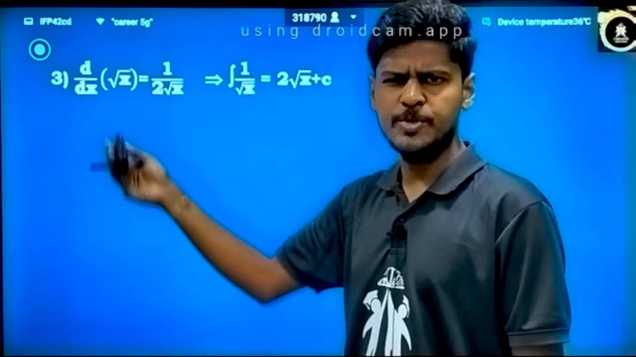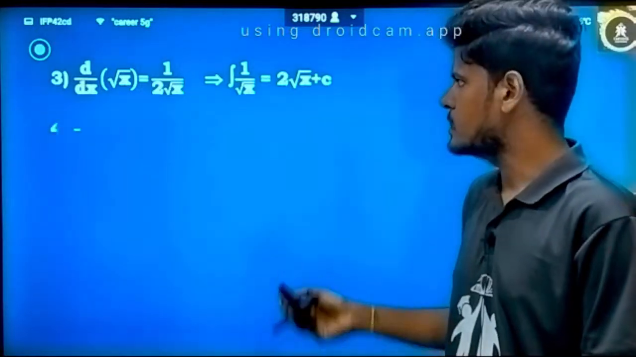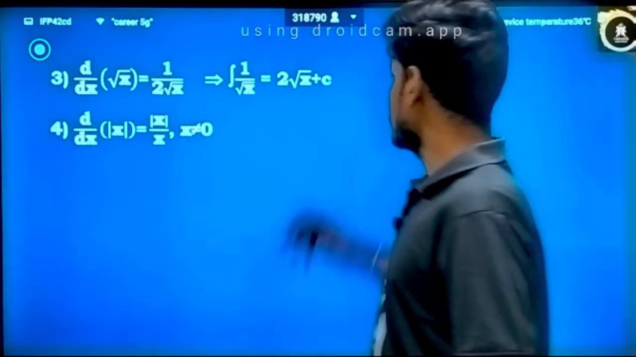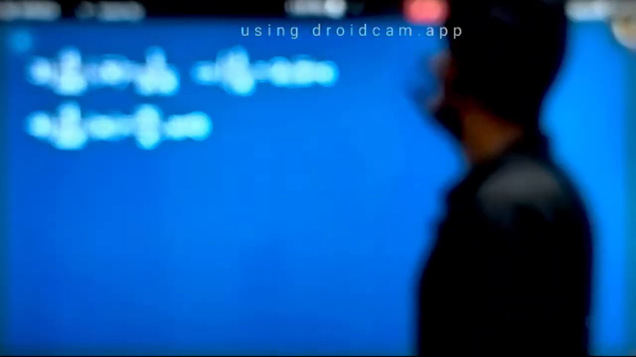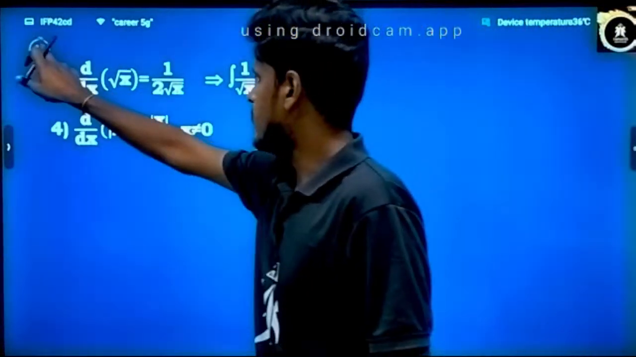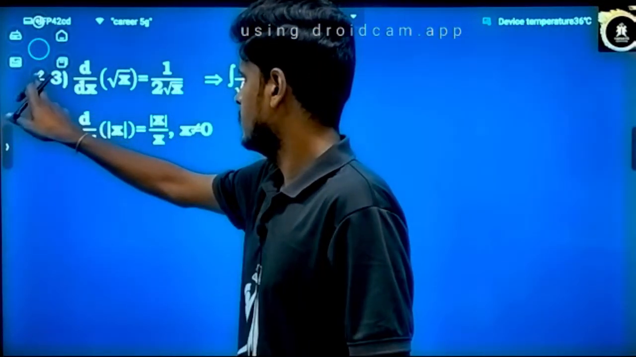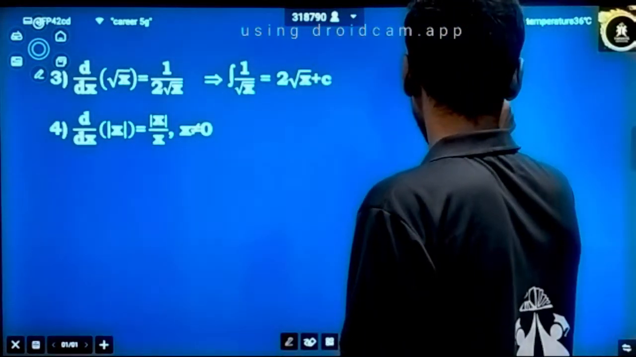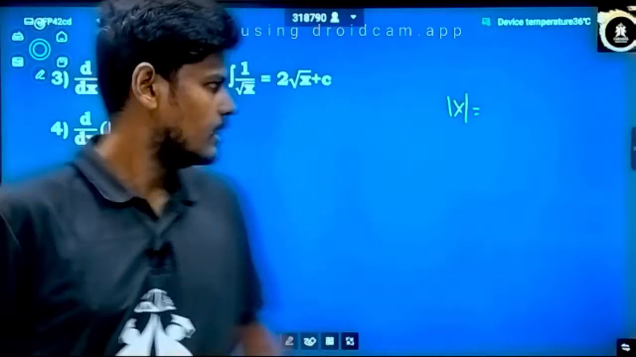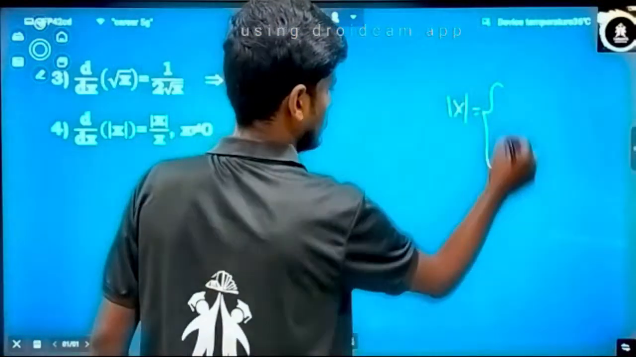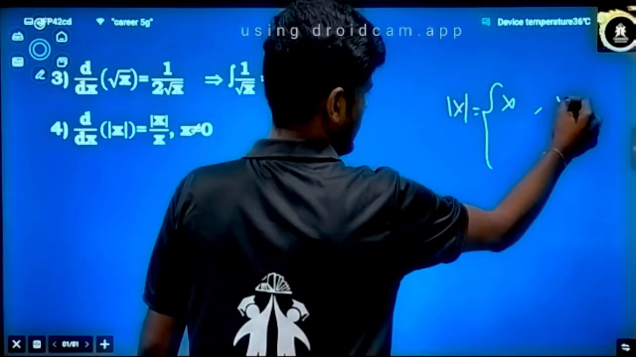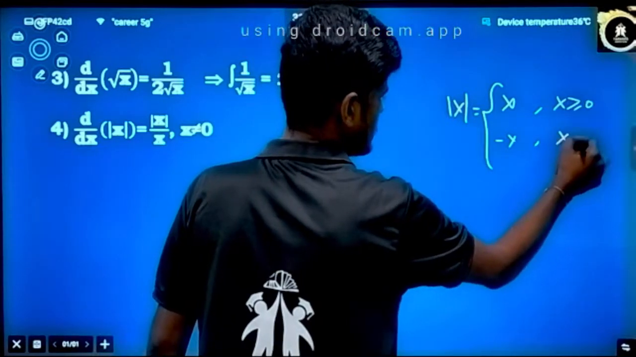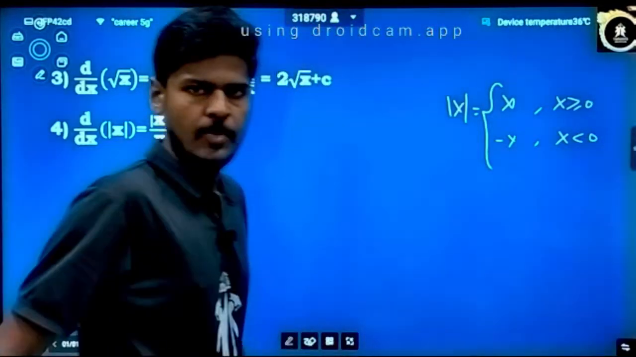Again we will use the same procedure. You already know how to solve this. Next is differentiation of mod x. Now this is an interesting question. Okay, what is mod x? Mod x is defined as x when x is greater than 0 and minus x when x is less than 0.